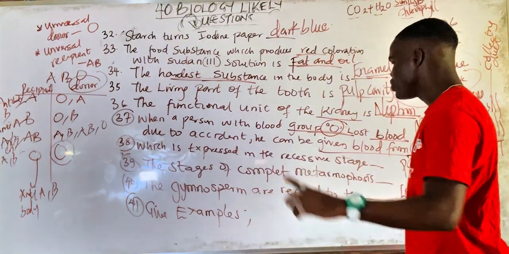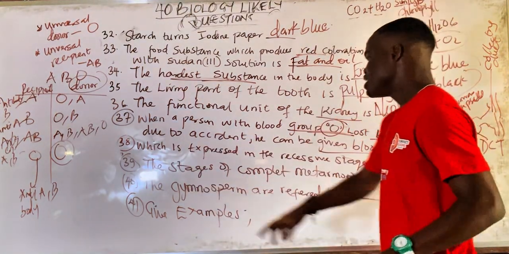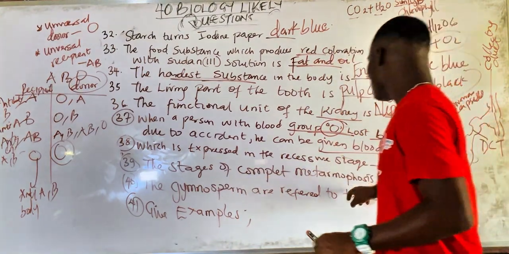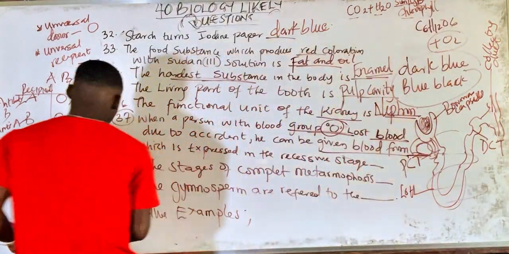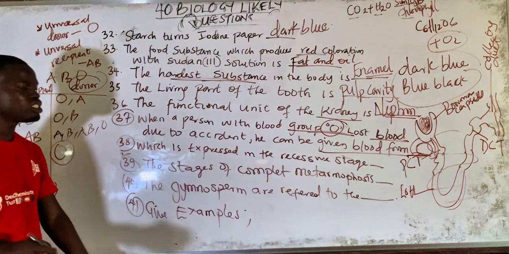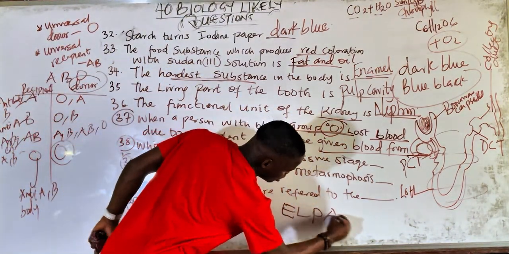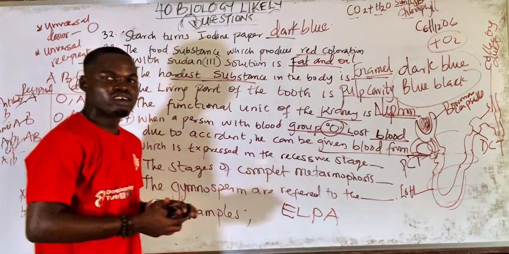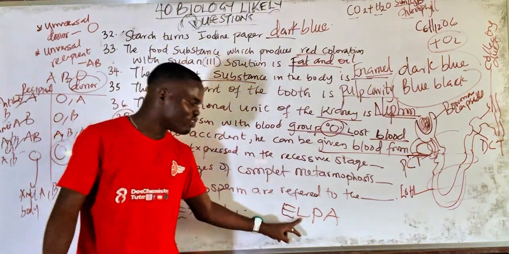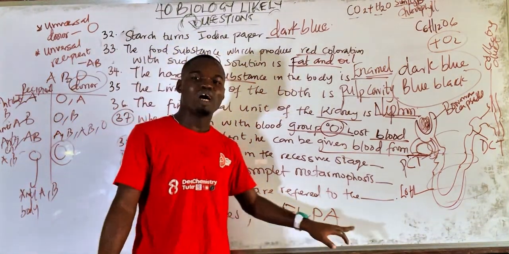So take note of that. Hope you understand. So I will start to explain that. The stages of complete metamorphosis is dash. The way I know these stages is I use the word HELPER. What does HELPER mean? From egg to larva to pupa to adult.